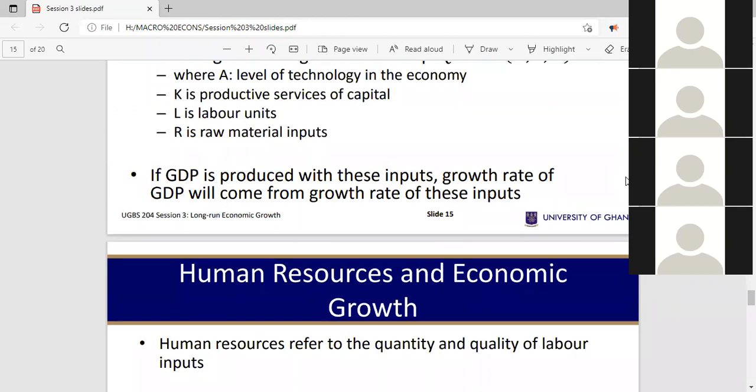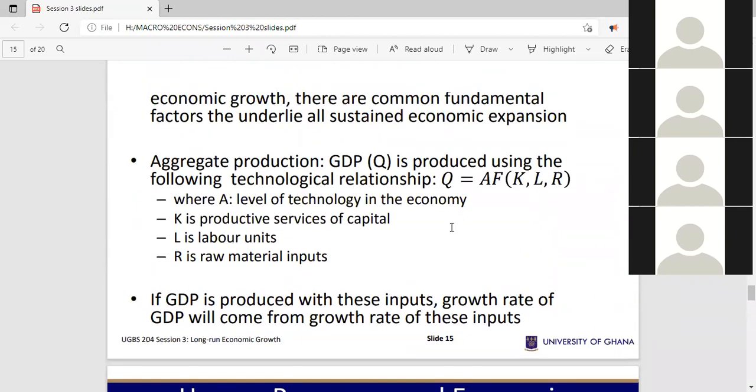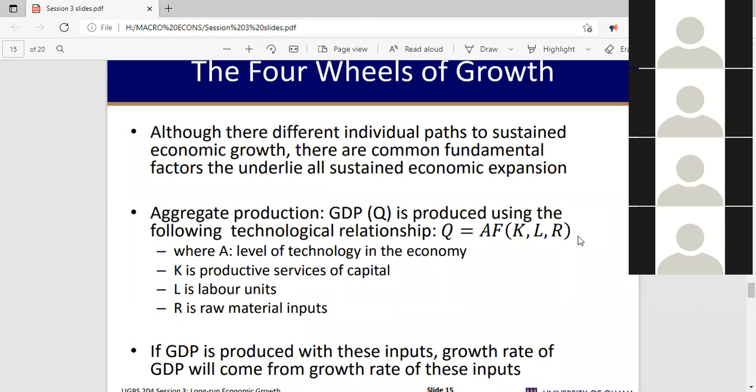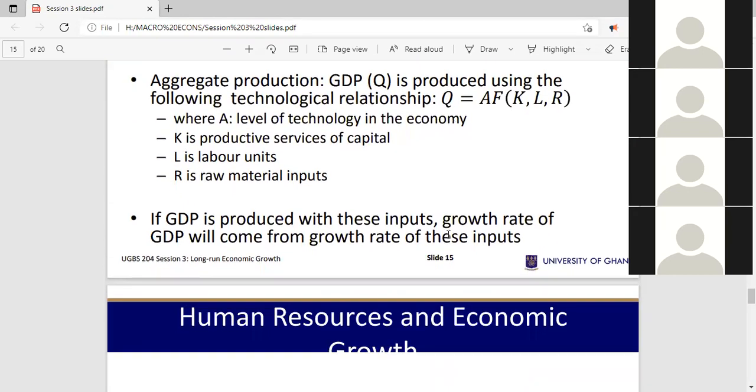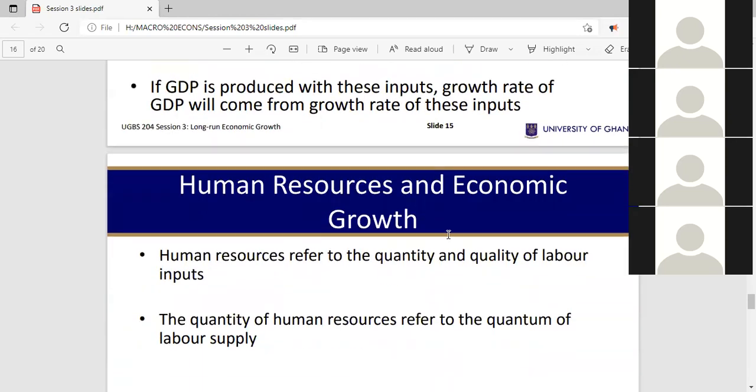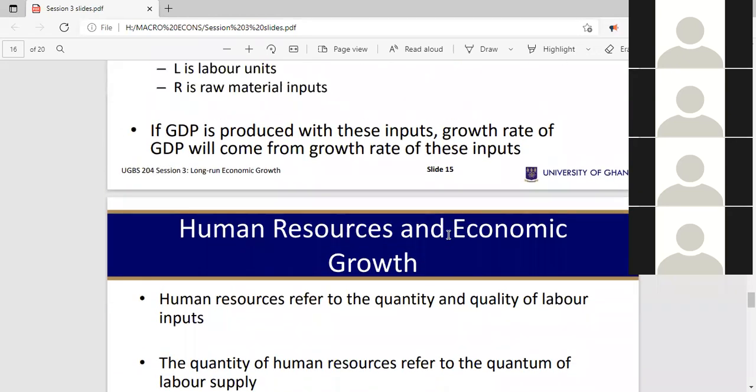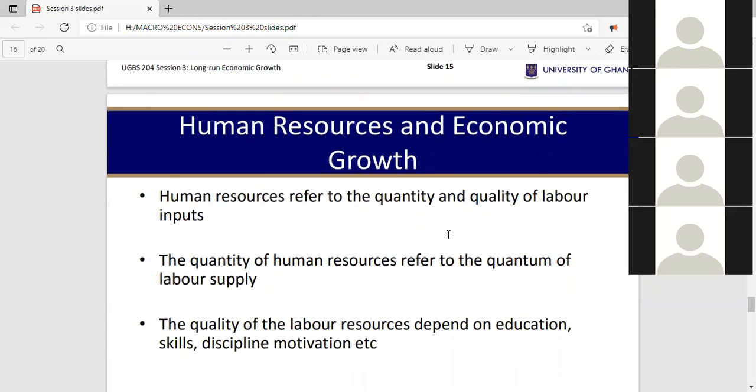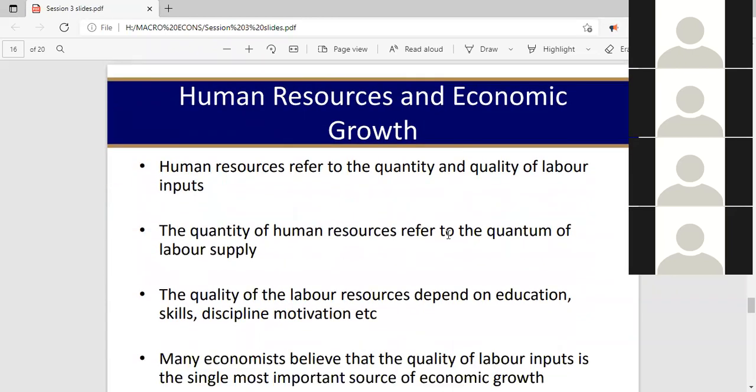Already, I remember I told you that the GDP here depends on these factors. So if these four factors of production are increasing, we are expecting GDP to also increase as well. So now we are going to take the factors one by one. And the first one is labor.